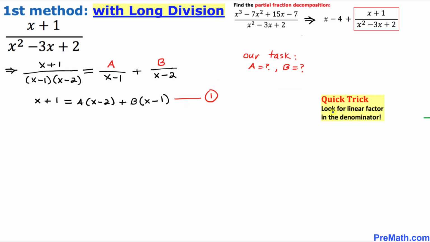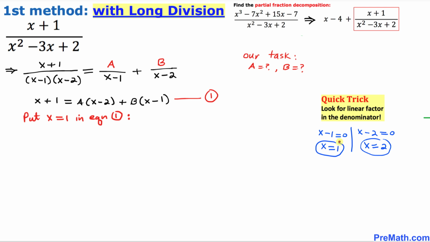And here is our quick trick. Look for linear factors in the denominator, and as we can see, we got two linear factors in the denominator right up here, x minus 1 and x minus 2. I am going to copy them down right up here. X minus 1, the other one is x minus 2. I'm going to set both of them equal to 0, so that means we got x equal to 1, and the other one is x equal to 2.